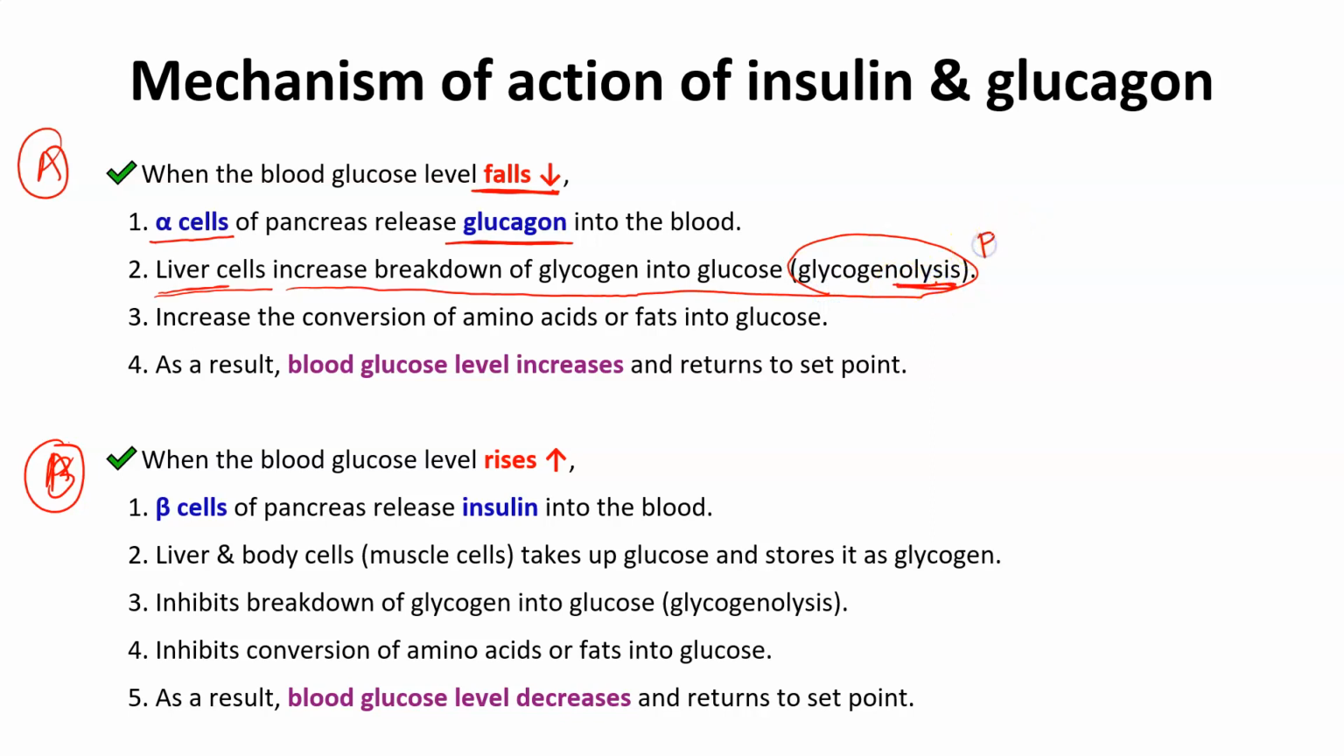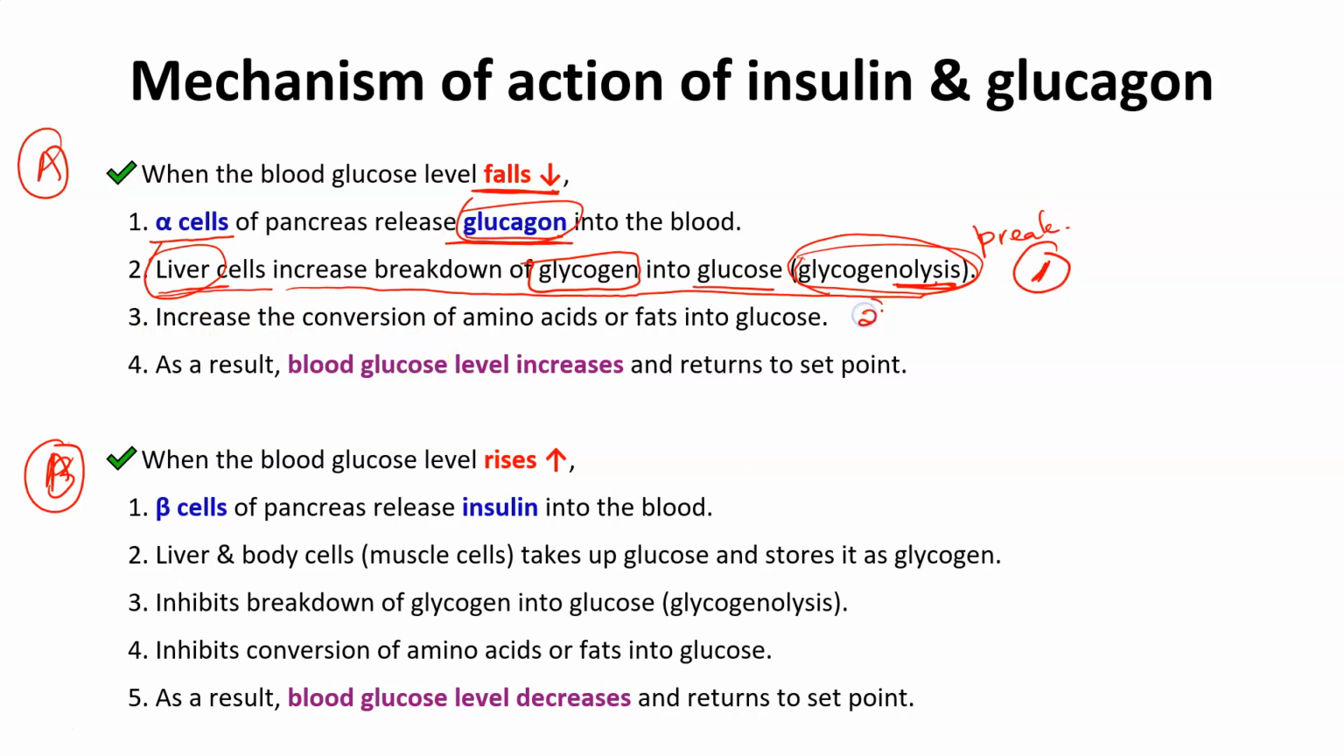Lysis means to break the bond. Glycogen is the macromolecule where the monomers are glucose. This glycogen is initially stored in the liver. So the glycogen stored in the liver will be broken down into its monomer by the instruction of the hormone glucagon, through the process of glycogenolysis. So this is one mechanism, one effect of glucagon.